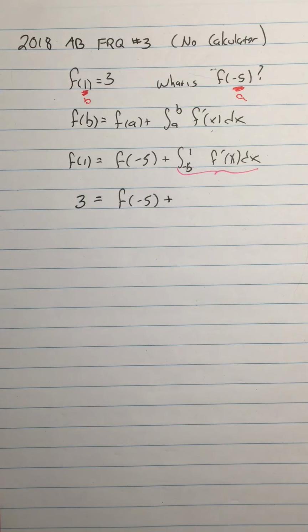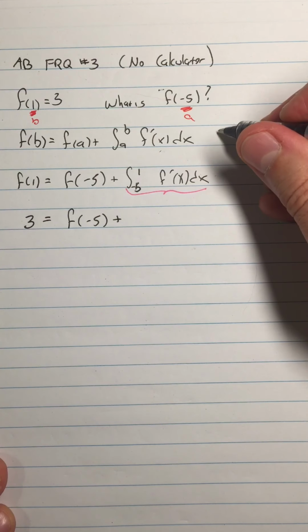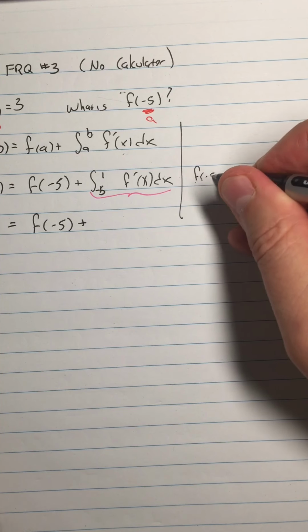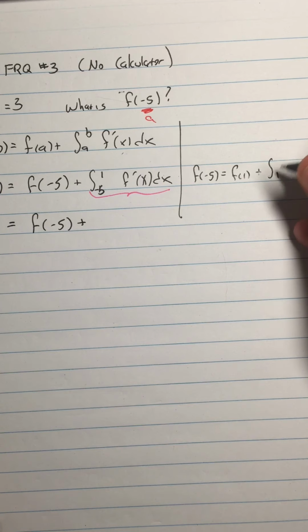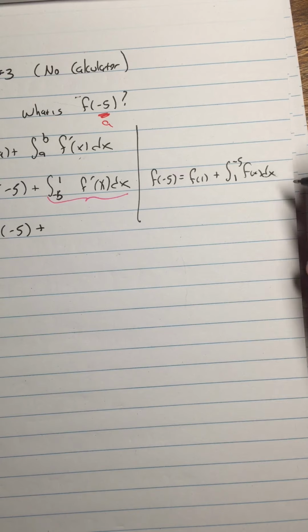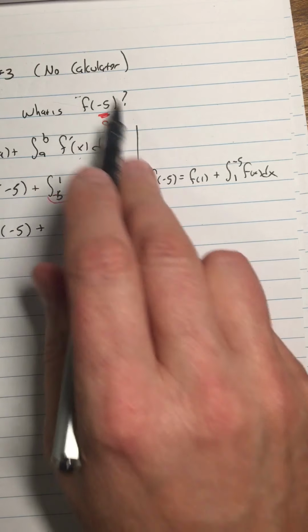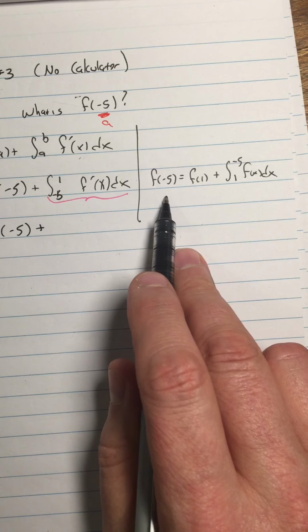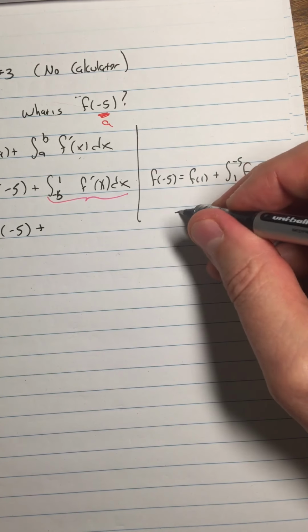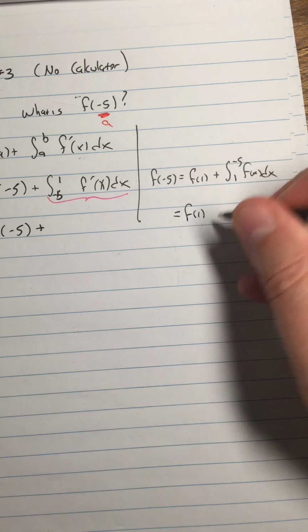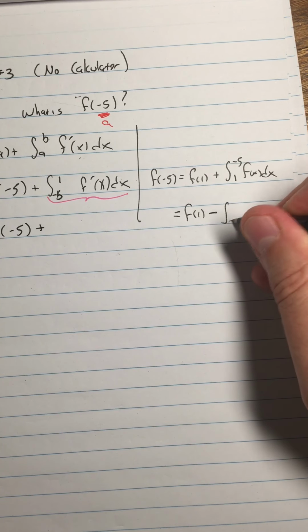There is another way to do it, by the way. People will say, okay, if you want, f of -5 equals f of 1 plus the integral from 1 to -5 of f prime of x dx. You can say that, and it has the advantage that we're looking for f of -5, and that's what's isolated in the equation. The disadvantage is you have to notice that the lower limit of the integral is larger than the upper limit, which is okay as long as you flip that integral over and put a minus sign in front.